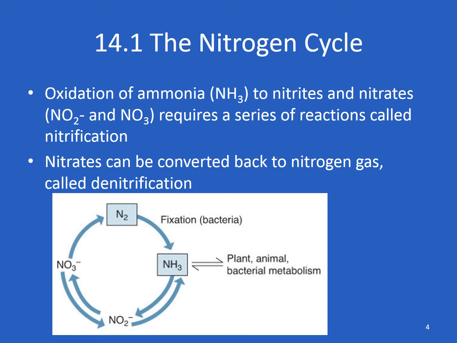So the oxidation to nitrites and nitrates goes through a series of reactions called nitrification. Really good name, really evocative. But eventually, as it's used, they can be converted back into nitrogen gas, called denitrification. So nitrogen from the atmosphere goes through bacteria or the chemical industry into plants, animals, bacteria again, and to useful nitrogen-containing compounds, and eventually back to nitrogen gas.